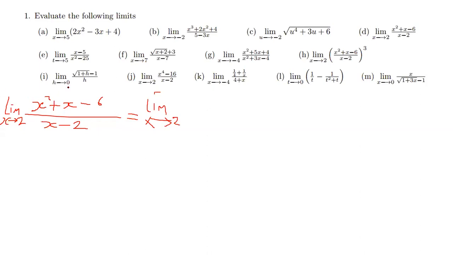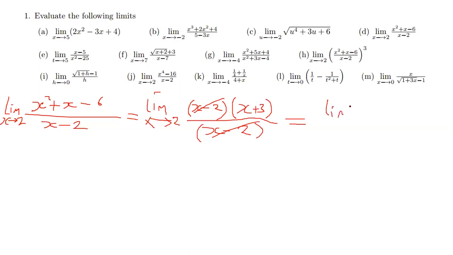we all know how to factorize quadratic expressions. When you factorize this top part, you get x minus 2, and then this side, you are going to get x plus 3. When you factorize the quadratic expression on top, then on the denominator here, we have x minus 2. So this one here and that one can cancel. So we just remain with the limit of x plus 3, when x approaches positive 2.